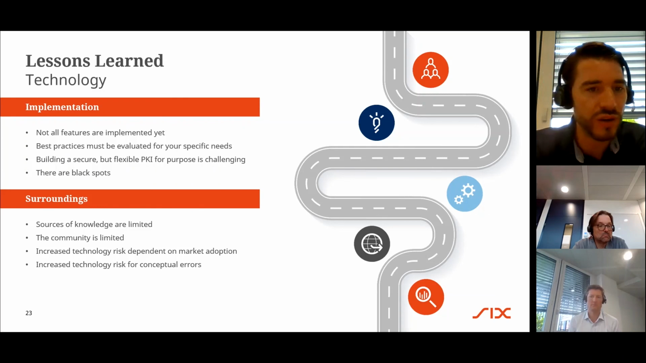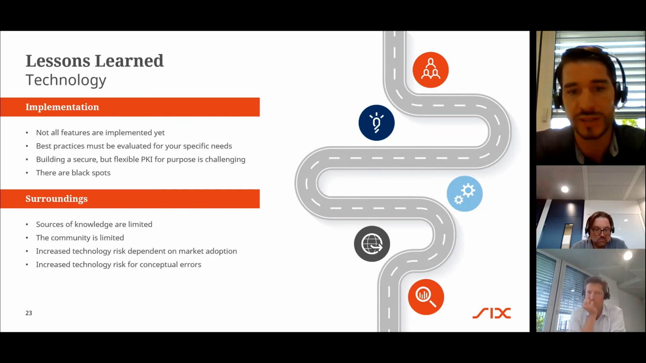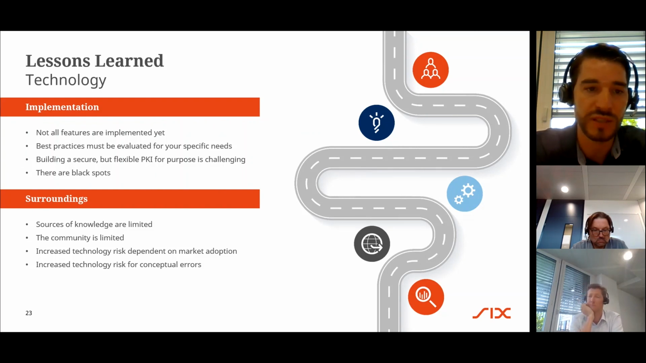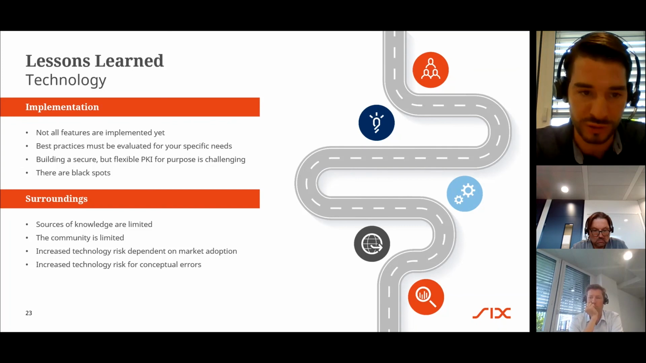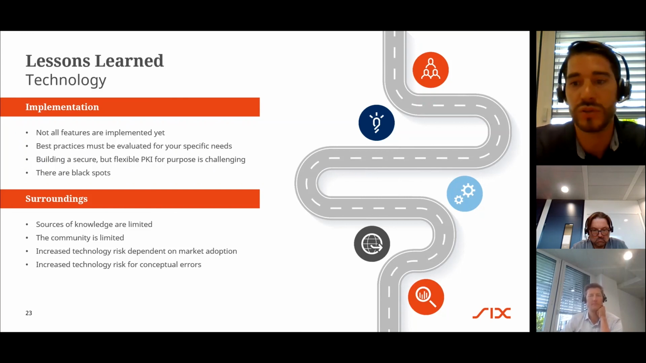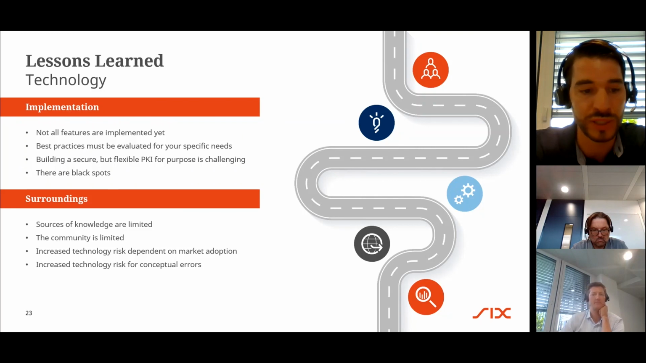About everything around the technology, it's new. Sources of knowledge are limited, the community is limited, and you always have the risk of market adoption. That means if the market does not adopt the technology well, the knowledge will remain limited and the community will remain small and the technology might eventually go down. We don't hope that this is going to happen, but that's of course a learning that we have to do, that it's important not only to know yourself how the technology works, but also to spread the knowledge that you have, spread the experience that you gained, and get in contact with a community that can support you in case you have a question that is not written in the book.